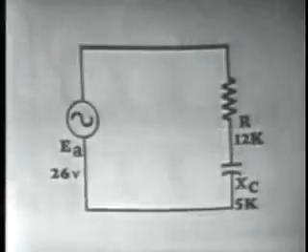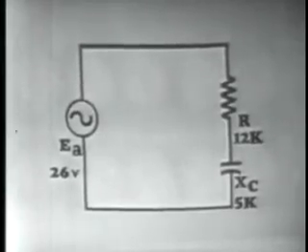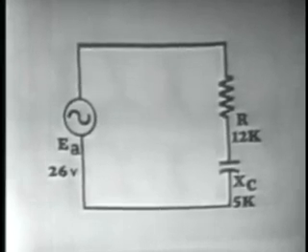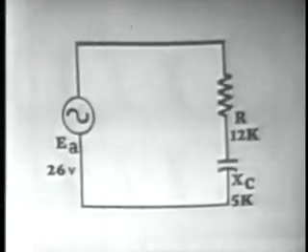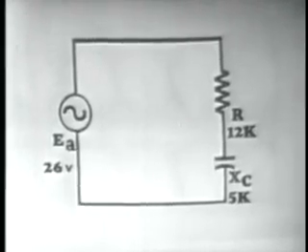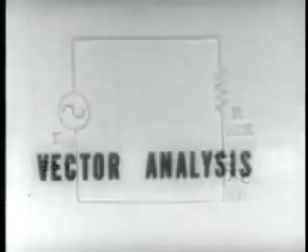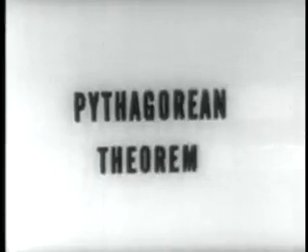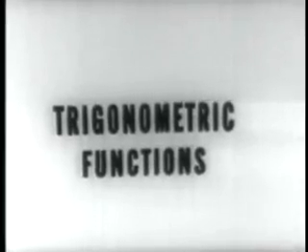Series RC circuits, what makes them so different? Common usage in circuit analysis, I suppose. To understand the action of a series resistive capacitive network involves the use of 1. Vector analysis, 2. Pythagorean theorem, and 3. Trigonometric functions.